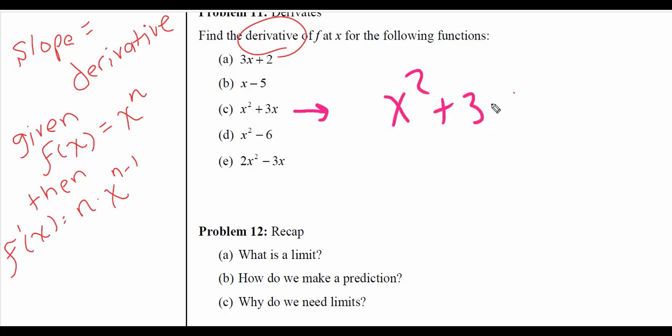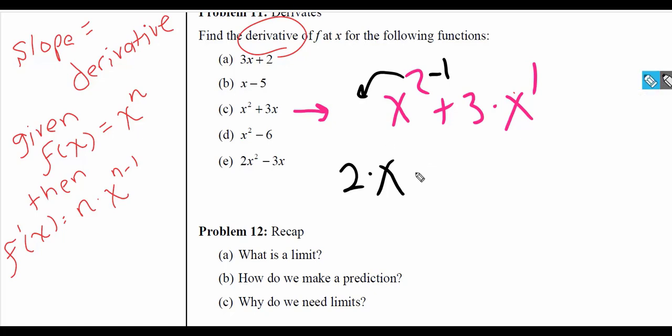X squared plus 3 times x to the 1. The power goes in front. We subtract this by 1. So that's actually 2 minus 1. That's the first power. So we have to keep that one. That's not a 0 this time. That's a keeper, okay? And over here, the 1 goes in front. And I subtract this by 1. So that's x to the 0 power. X to the 0 power is 1.